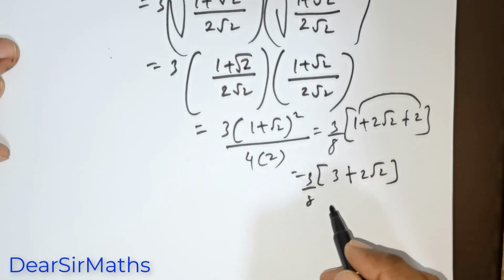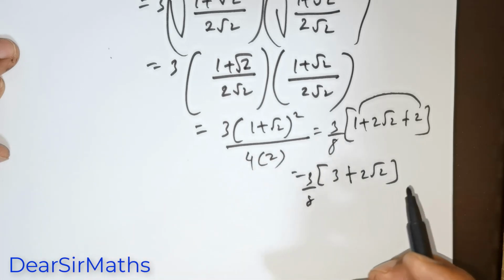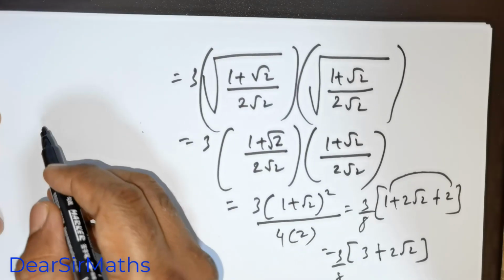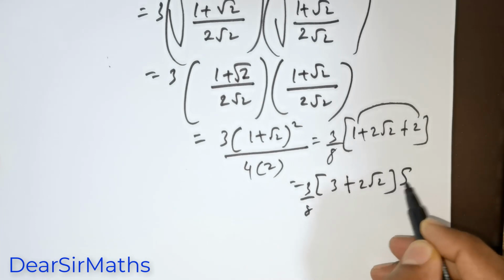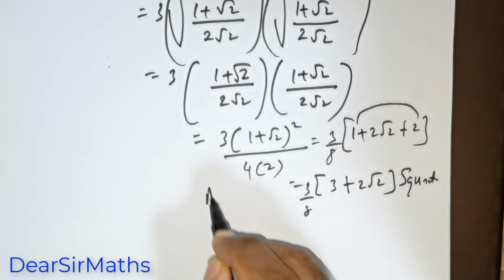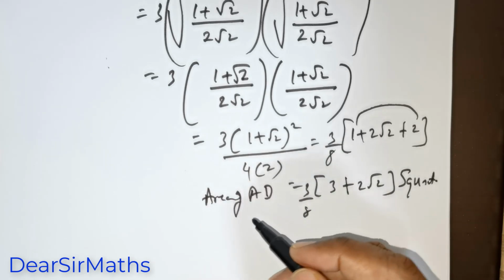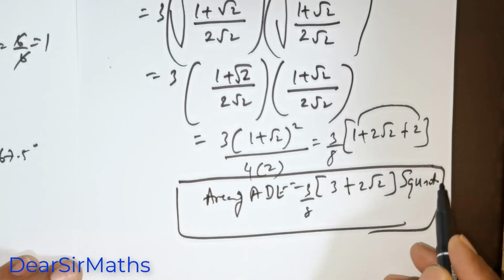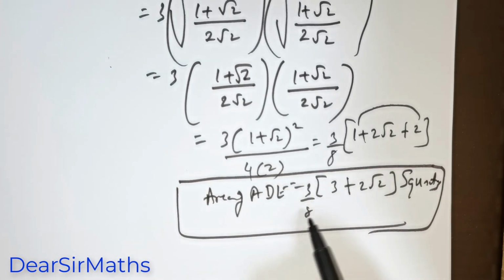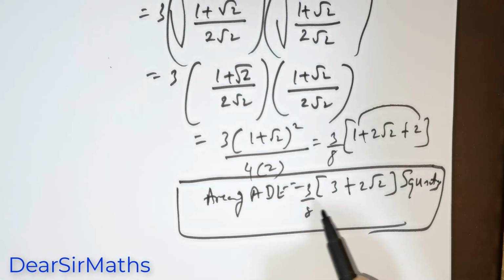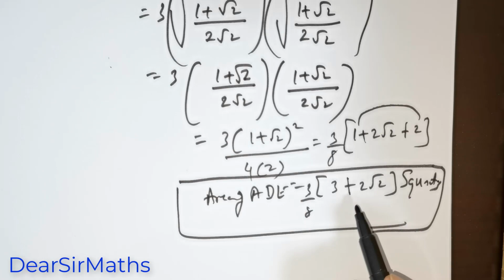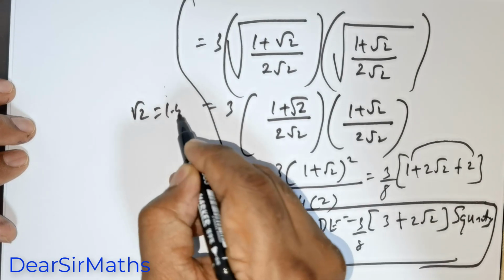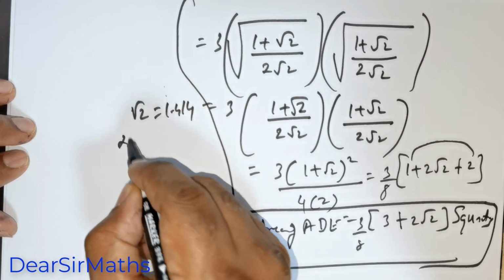Now if you want, you can multiply them and extract the value. If you are interested in giving an approximation, I will give an approximation. If not, you can simply leave this in square units. So this is the area of ADE, the final value. The area of the triangle ADE is 3 over 8 times 3 plus 2 root 2. As I mentioned, if you're not happy with this, you can take the value of root 2 as 1.414 and then multiply it.